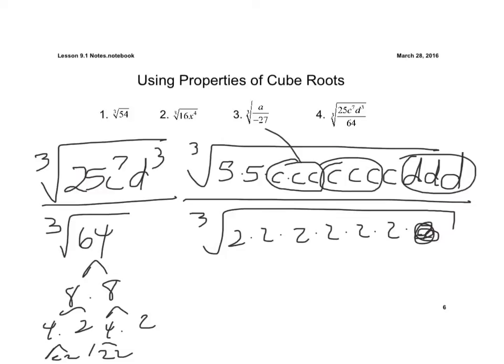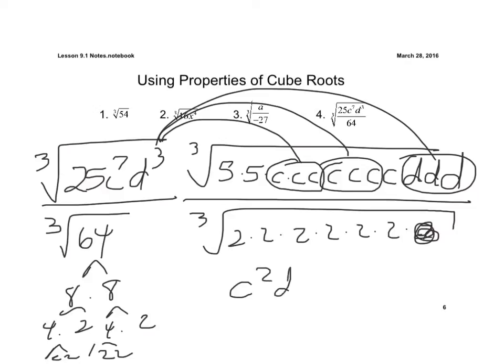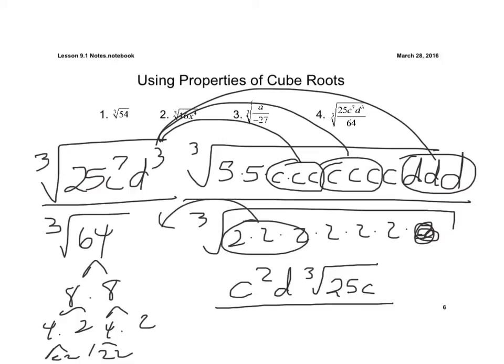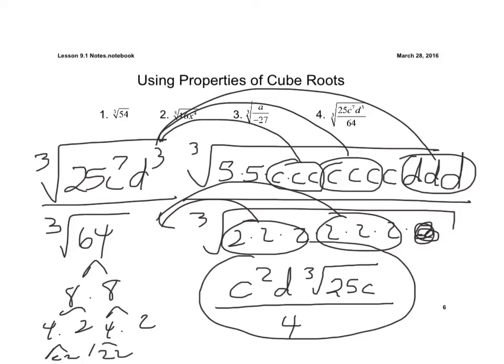So remember, only one factor from each of those sets comes to the outside. So that'd be c squared d, and then left underneath the radical would be 25c all over. Here's a pair, and here's a pair. So then 2 times 2 on the outside would be the whole number 4, and there's your final answer.